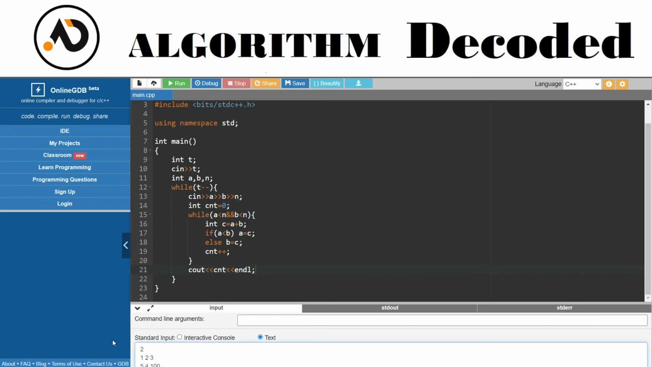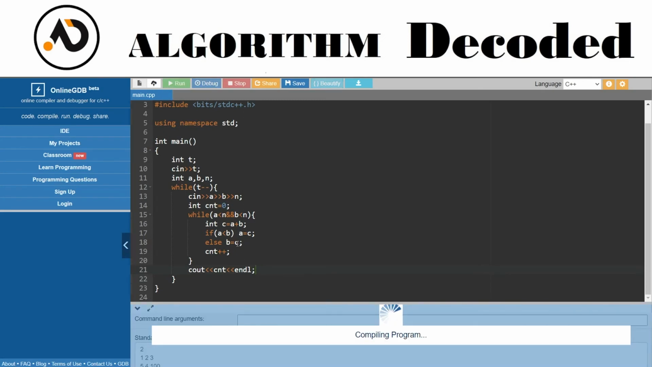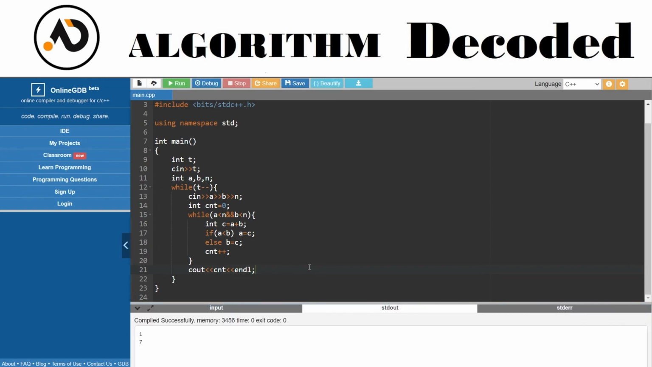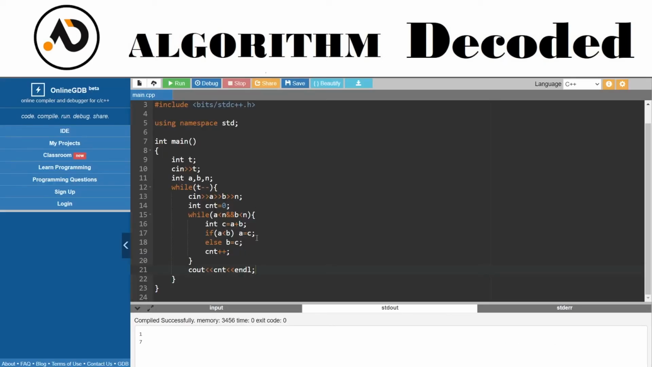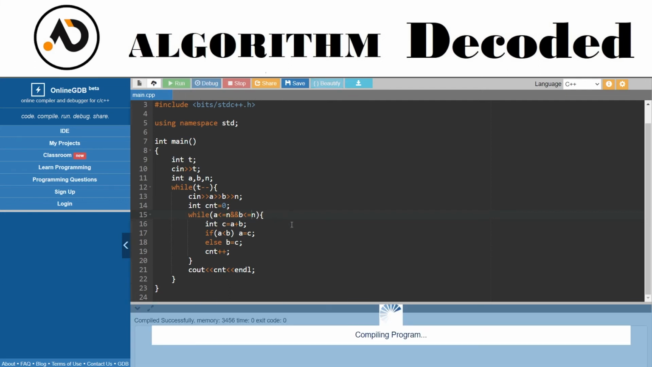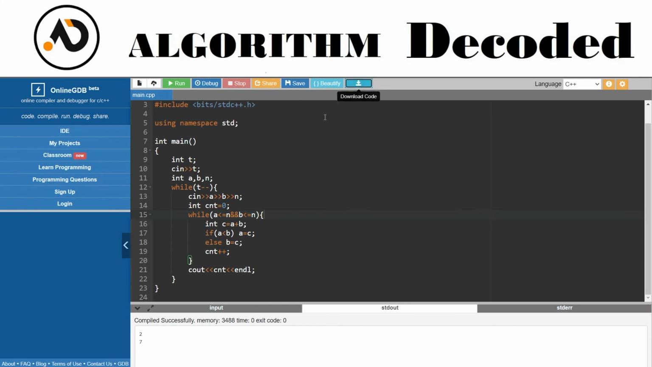Let's try running the test case, and the answers are 1 and 7, which are wrong. Why so? 2 plus 1 is 3. Okay, so it also counts the equal to case, but we need strictly greater, right? So 2 and 7 make sense.